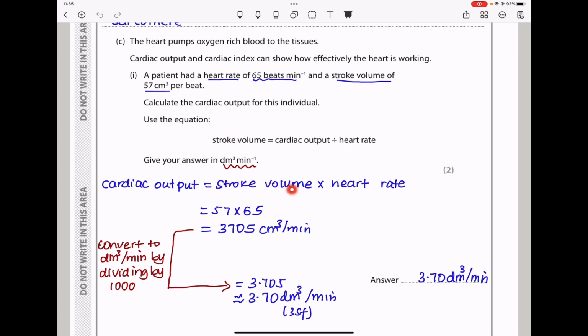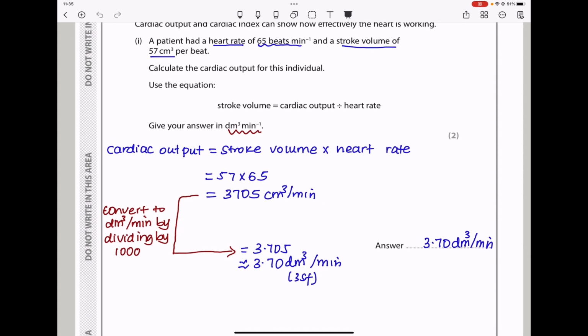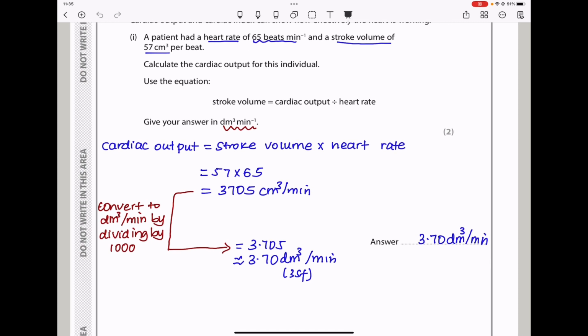So it's equal to stroke volume times heart rate. My stroke volume is 57 times the heart rate, which is 65, giving me 3,705 centimeters cubed per minute. But my answer should be in decimeters cubed per minute. To convert centimeters cubed to decimeters cubed, we divide by 1,000. So dividing this by 1,000, I get 3.705.